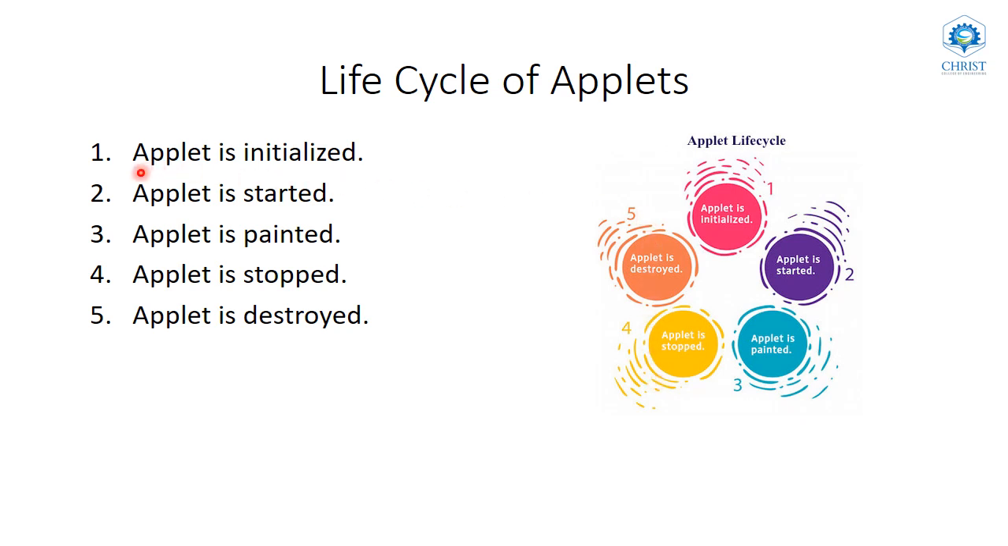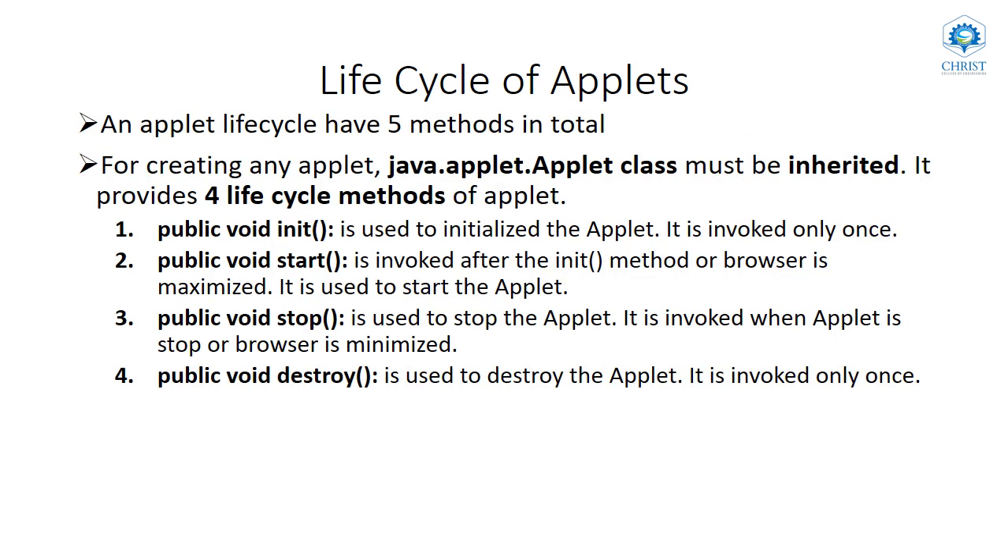So for executing each of these stages of an applet, we need a method. I repeat, for executing each stage of this applet, we need a method. So altogether we can say that the applet's life cycle consists of 5 methods or 5 functions. Which are those 5 methods or functions? That is what we are going to see next. So keep in mind, we need 5 methods to implement an applet.